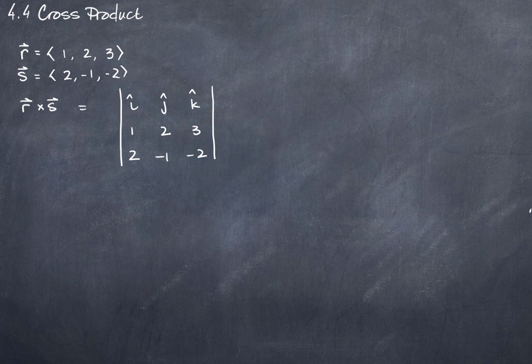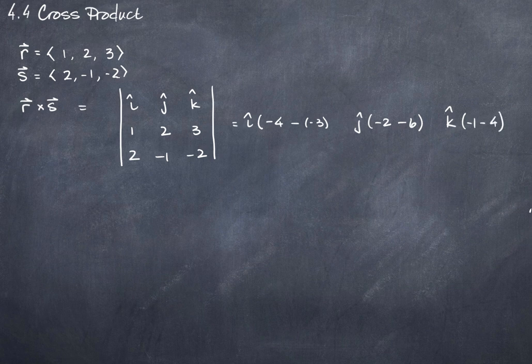So the first thing I'm going to do is write down I and then take the determinant of the submatrix there. This determinant is equal to I times 2 times negative 2 minus 3 times negative 1. And then I'm going to write down J, and my subdeterminant there is 1 times negative 2 minus 3 times 2, which is 6. And lastly, I have K, and that subdeterminant is 1 times negative 1 minus 2 times 2, which is 4.